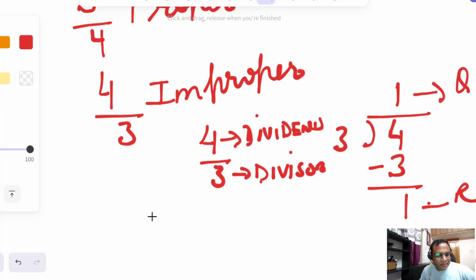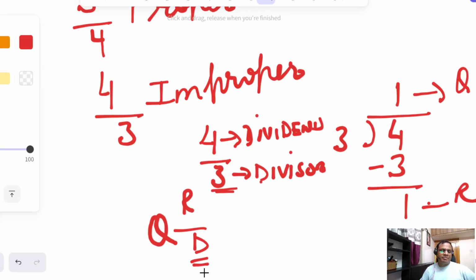So how will you write it? Always remember, a mixed fraction is always of this type: quotient in the front, remainder in the numerator, and the divisor in the denominator. Basically, whatever was the denominator before, the same will come here. So this will become 1, because 1 was your quotient. The remainder is 1, and then the denominator will be the same as it was before, or you can say the divisor. So we have converted 4 upon 3, which was an improper fraction, to a mixed fraction, which is 1 1/3. Let's do one more.